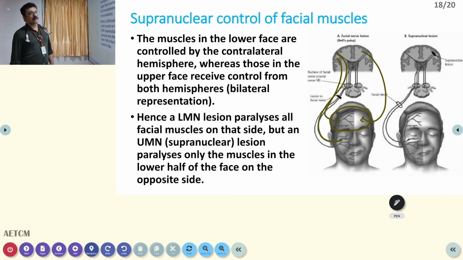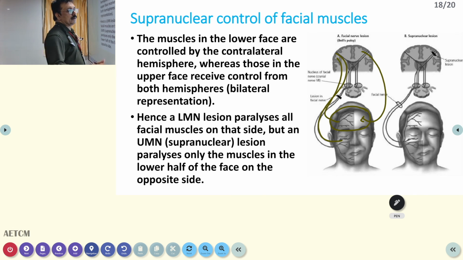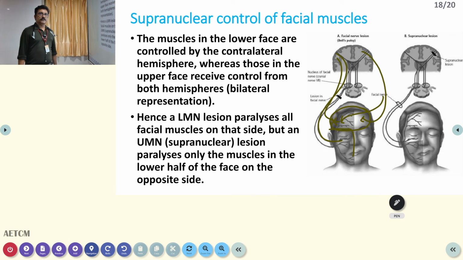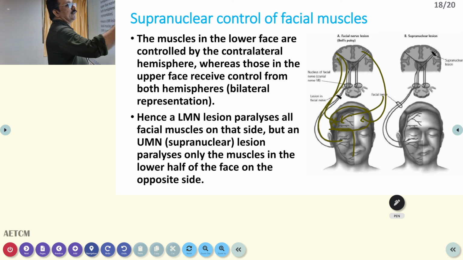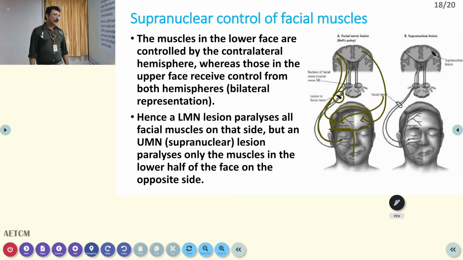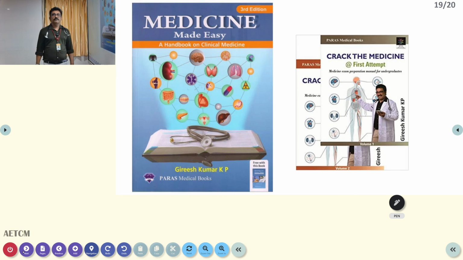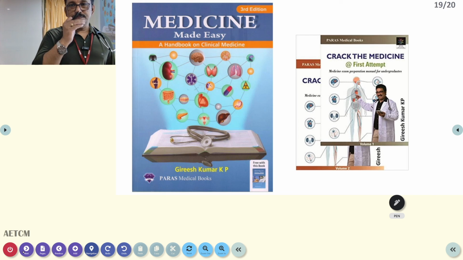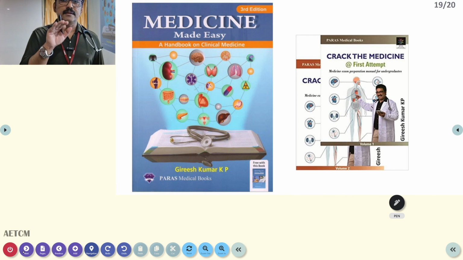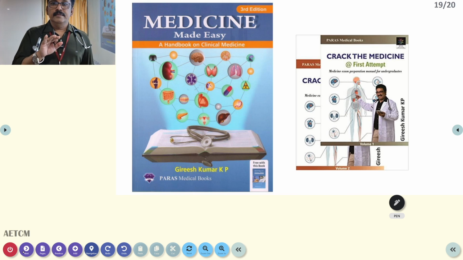The upper part of the face has bilateral innervation from the brain. That's why in UMN type of facial palsy, the upper part will be relatively spared, because even if these fibers are cut, the opposite side brain can also give some innervation to the upper part of the face. But in LMN type of facial palsy, since everything is coming through the peripheral nerve, you can get a complete palsy of that side, including the upper part of the face.